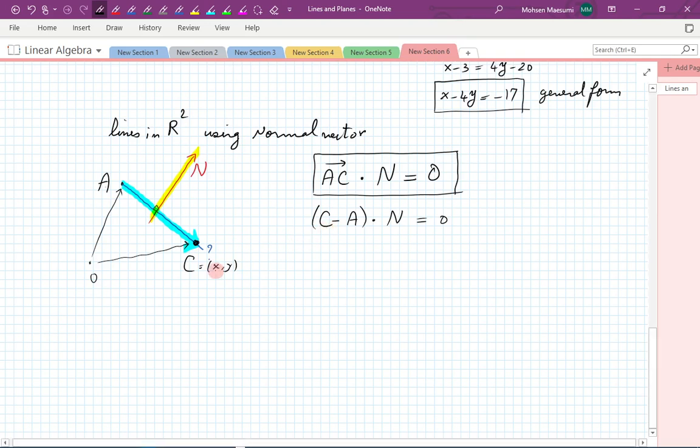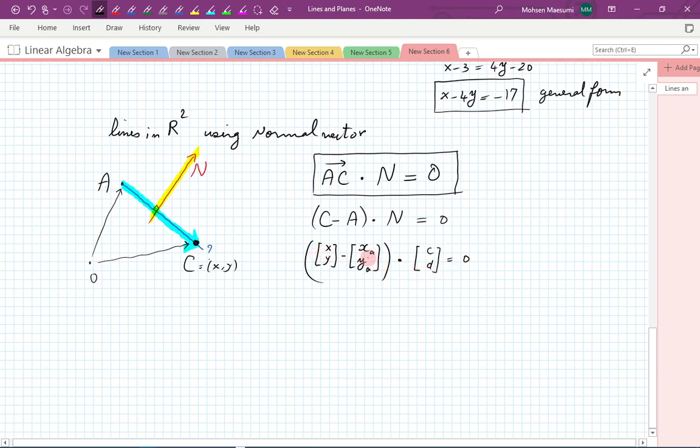So C is what? C is x and y. We write it as a vector. So x and y. A is some starting point whose coordinates are given to us, so xa and say ya. So we have to subtract these two vectors, and then dot it with n, whose coordinates will be given to us from somewhere. Again, let's just for right now call it, say, C and D. The dot has to be equal to 0.